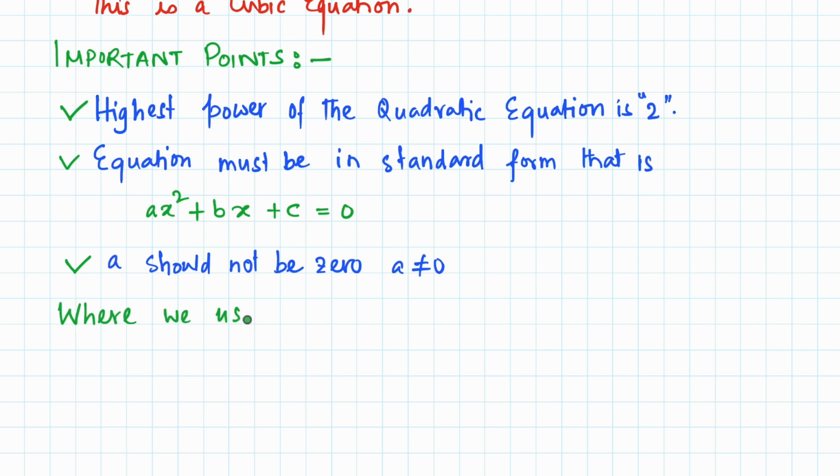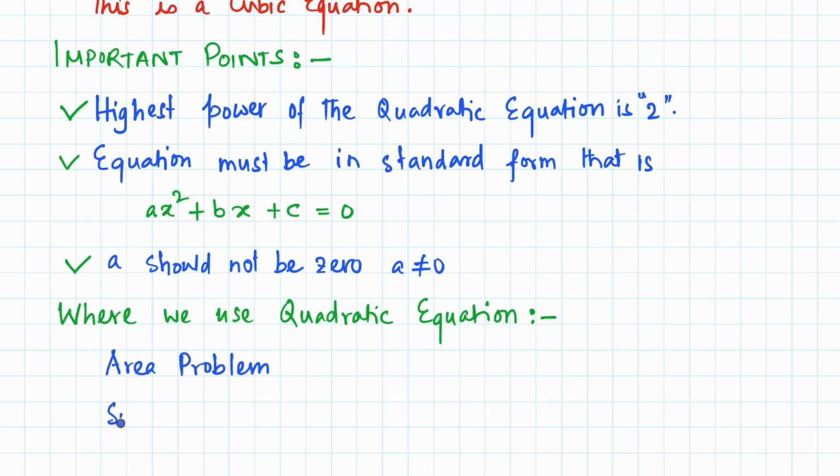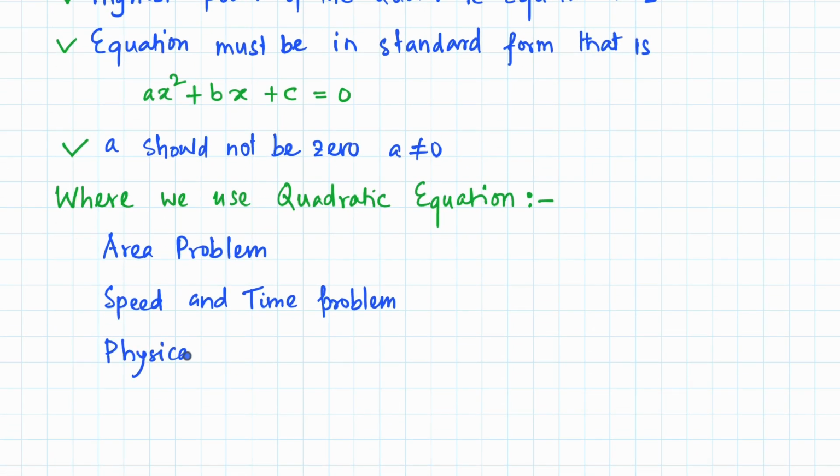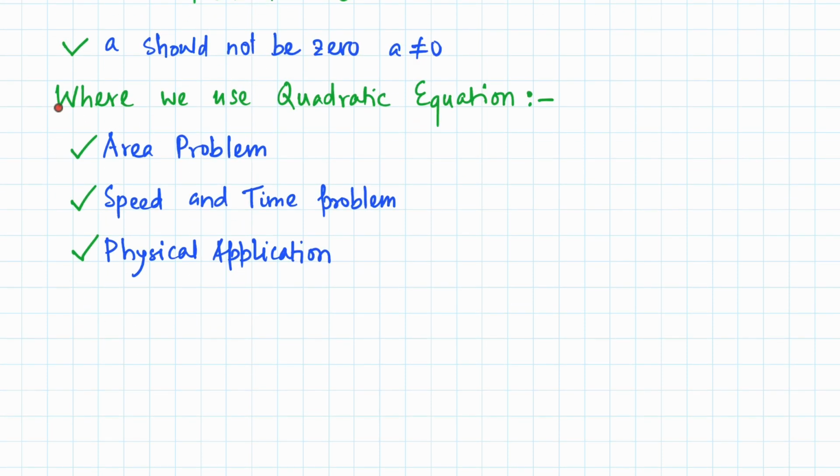Now where do we use the quadratic equation? The applications of quadratic equation. Quadratic equation has wide applications, for example in area problems, whenever we solve problems related to geometric area, like the area of a triangle or a rectangle. Speed and time problems also involve the quadratic equation, and there are various physical applications. In physics related problems, we can also use the quadratic equation. So these are all the applications of quadratic equation.